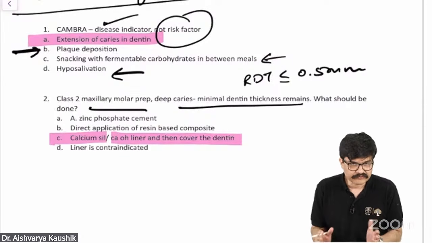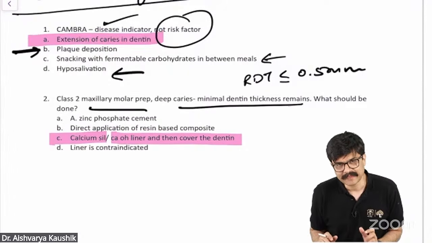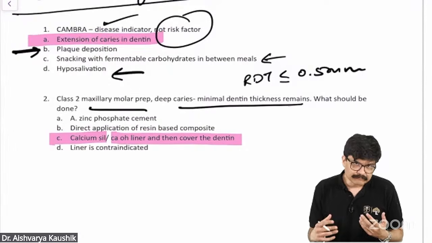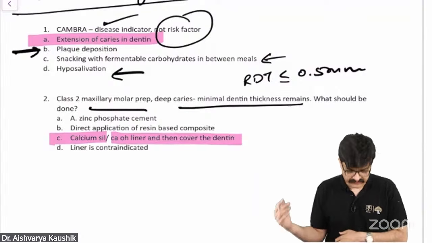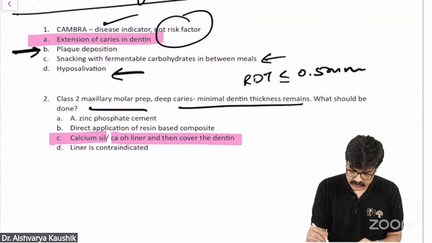This is what we are supposed to do when we don't have symptoms of either necrosis or symptomatic irreversible pulpitis. We have a healthy pulp or a reversibly inflamed pulp. We're looking at saving the pulp, right? So you place a liner, you cover the dentine, and you do your restoration. If you see the other options, no liner is contraindicated. Absolutely not. You do give a liner, so that's wrong.